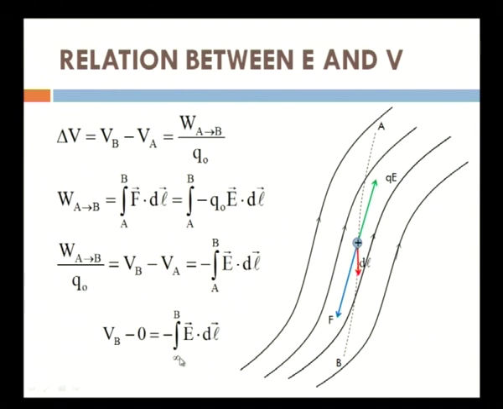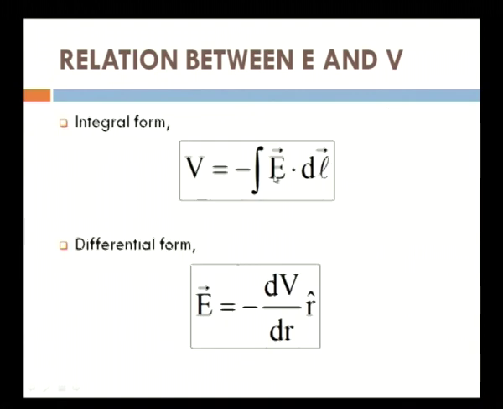In this, if you take the point A to infinity where we assume the potential is 0, we get the expression for potential itself in terms of the electric field as illustrated here. It is read as negative of integral E dot dl, and E and dl are vectors here. So, this is the relation relating the potential and electric field.